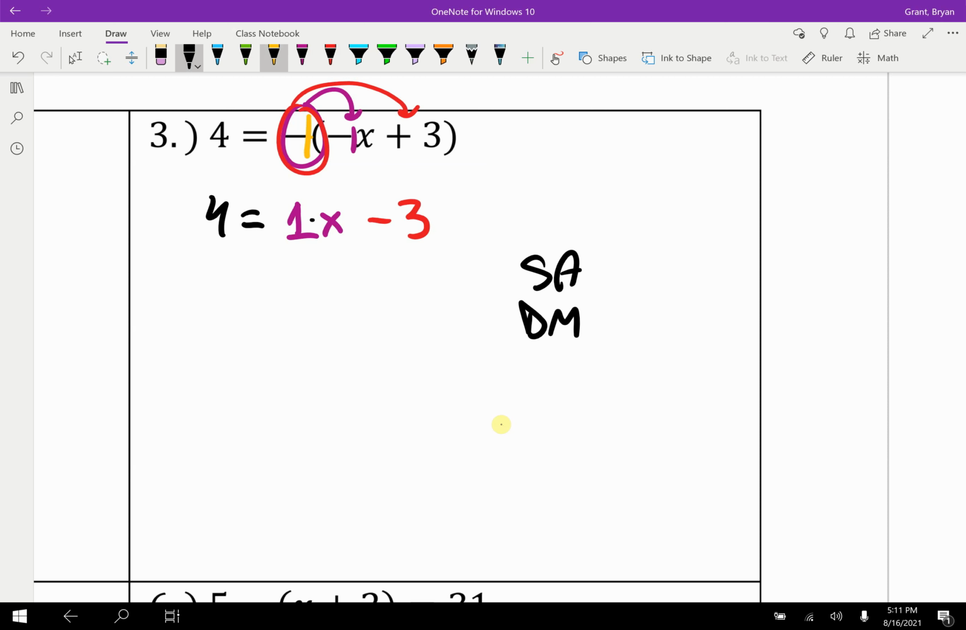Addition and subtraction go first, so I'm going to undo subtraction with addition by adding 3 to each side. 4 plus 3 gives us 7, and then there still is a 1 attached to x by multiplication. You might say, oh, multiplication, we can undo that with division, and you're right, but we can actually be even faster. Because remember, if you're doing 1 times something, do we really need to write the 1?